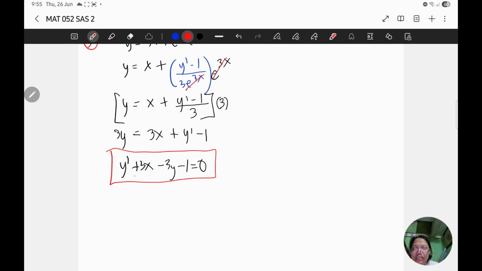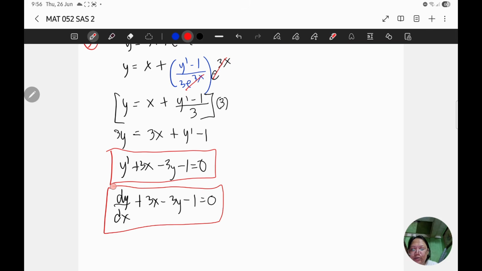Another way of writing the solution is you change y prime into dy over dx. So we can write the equation as dy over dx plus 3x minus 3y minus 1 equal to 0. So this is another way of writing our solution.